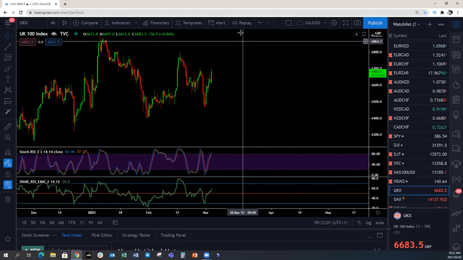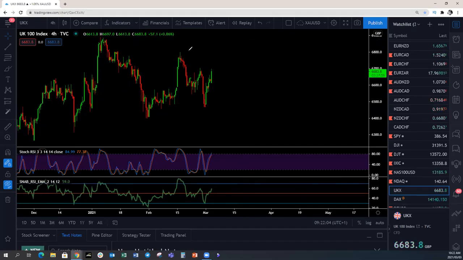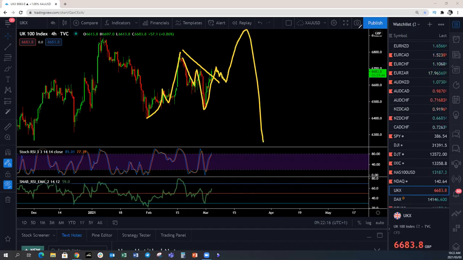UK 100 is interesting. This should break above here. We've got 1, 2, 3 up, 1, 2, 3 back, 1. We should see a correction here, one more up, and then downside.